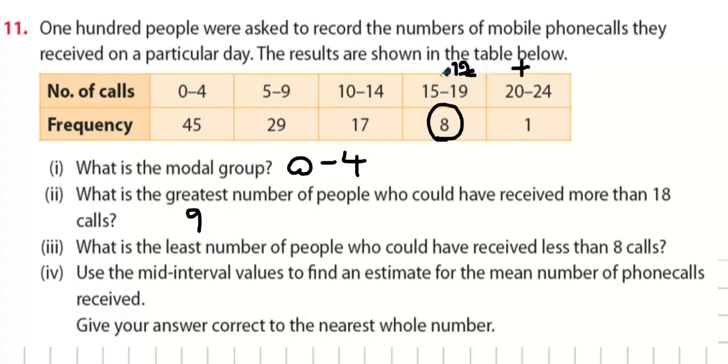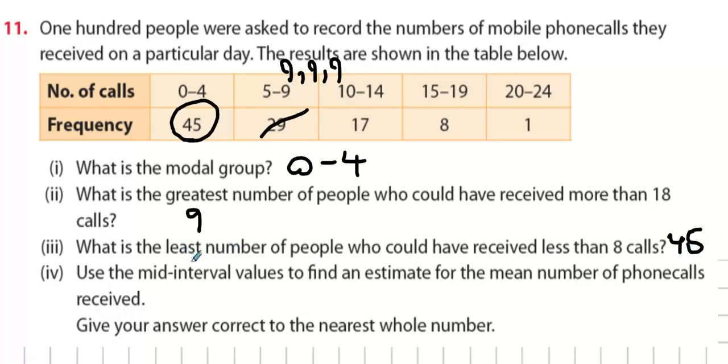Now, what about the opposite of that? Sorry, my fault. What's the least number of people who could have received less than 8 calls? Now, think about it. 45 people definitely received less than 8 calls. What happens if I claim all 29 people received 9 calls each? Does that put them bigger or smaller than 8? So they don't count, do they? So what's the answer? 0 for that one, but 45 for the 0 to 4.